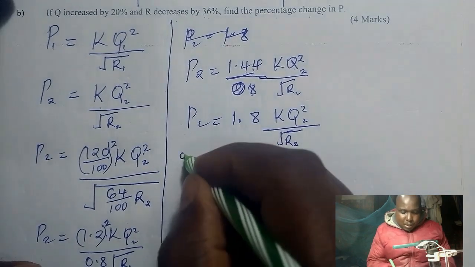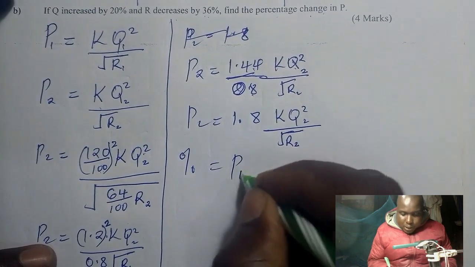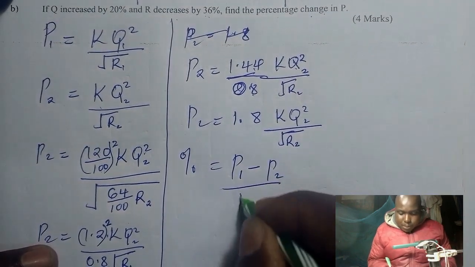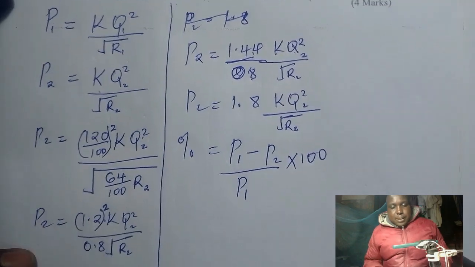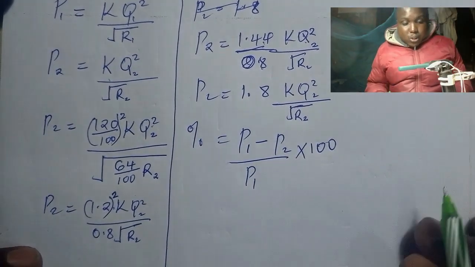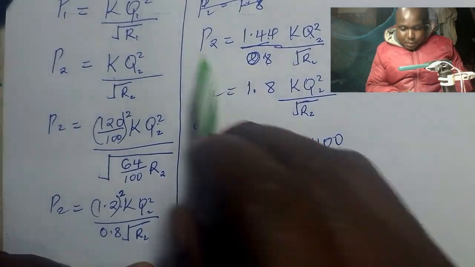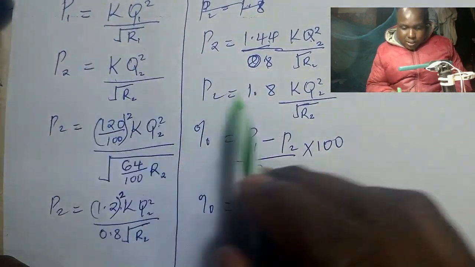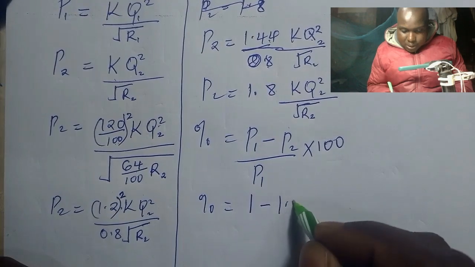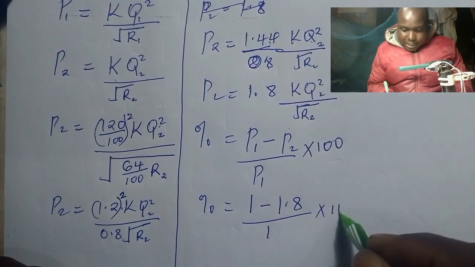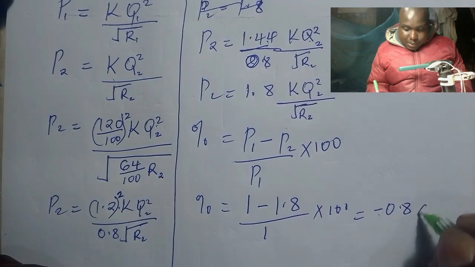But how do you get a percentage? So percentage increase or decrease is equal to P1, the original, minus P2 divided by P1 times 100. That one gives us the percentage increase or decrease. So percentage now is equal to 1, because for P1 the coefficient is 1. Here the coefficient is 1.8. So 1 minus 1.8 divided by 1 times 100. So you find that this one is negative 0.8 times 100.